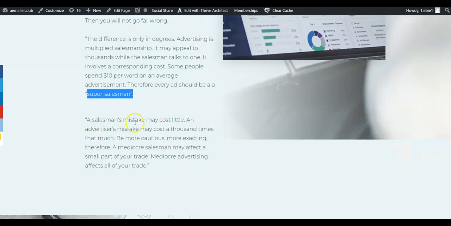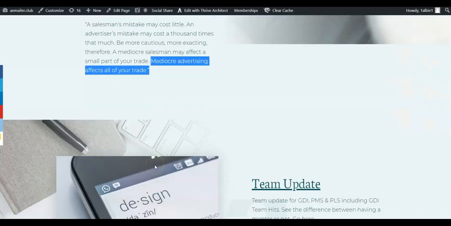A salesman's mistake may cost little. An advertiser's mistake may cost 1,000 times that much. So be more cautious, more exacting. Therefore, a mediocre salesman may affect a small part of your trade. Mediocre advertising affects all of your trade.